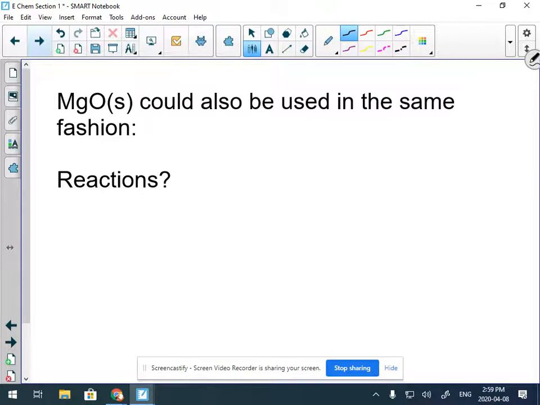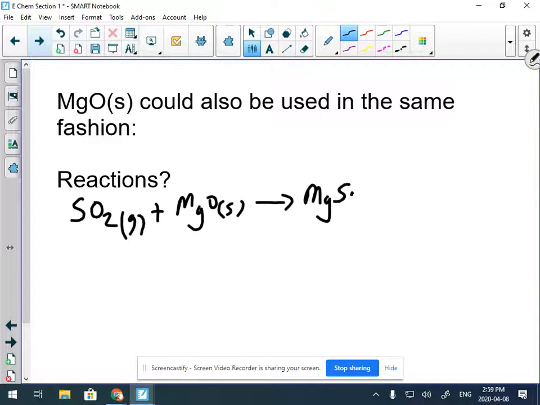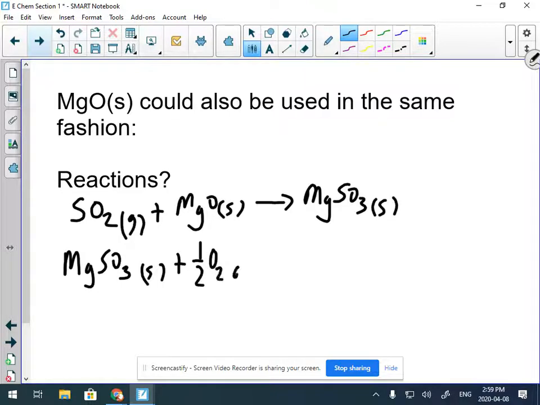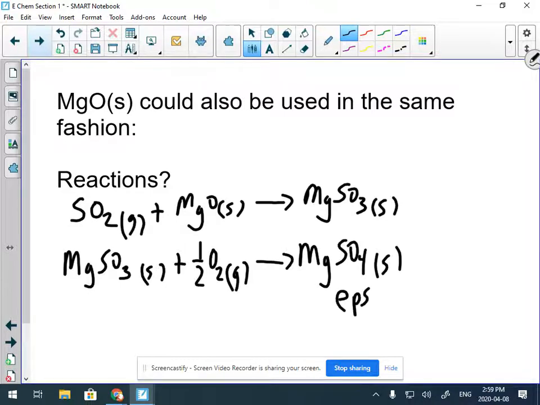You can also do the same thing with another oxide. So if we had sulfur dioxide and we're reacting it with magnesium oxide, you would get magnesium sulfite, and then a little bit more oxygen will give you magnesium sulfate. And if that sounds familiar, I don't know if it sounds familiar to you, that is Epsom salts.